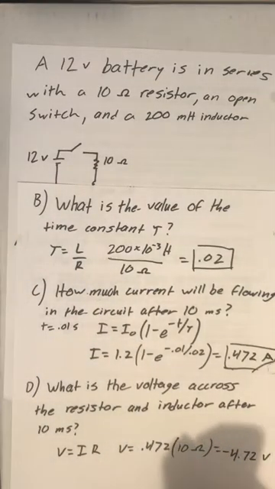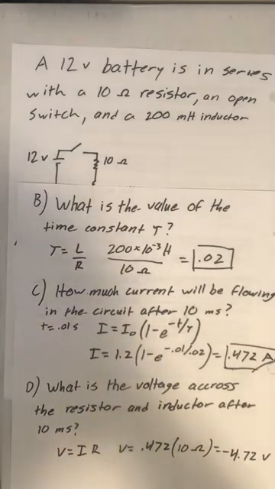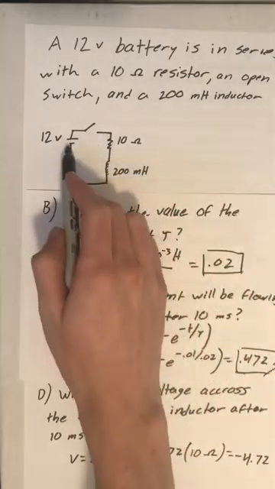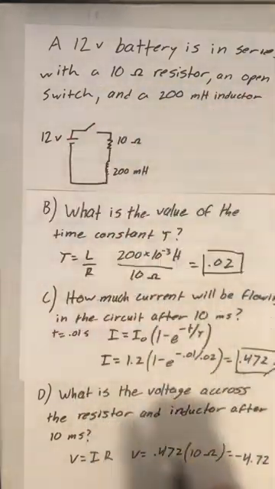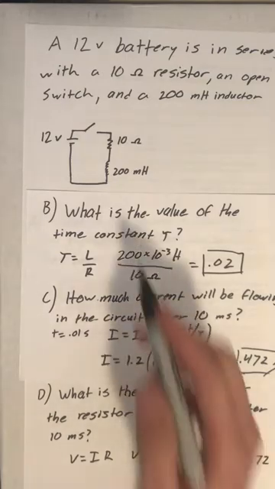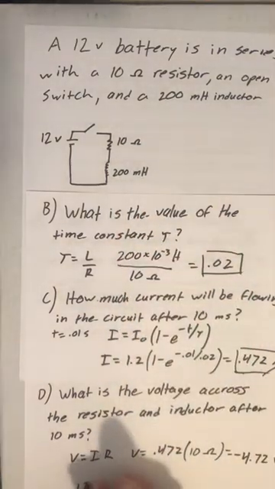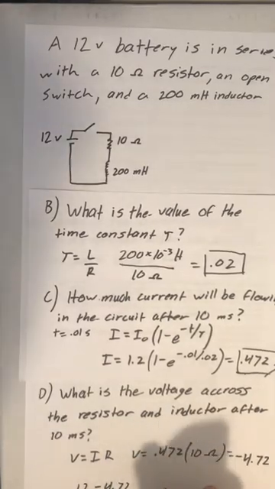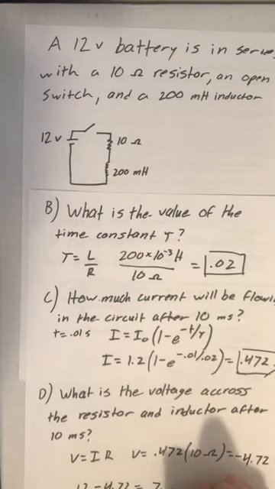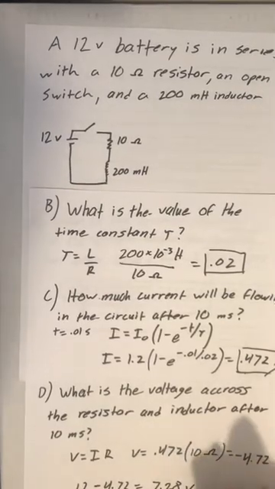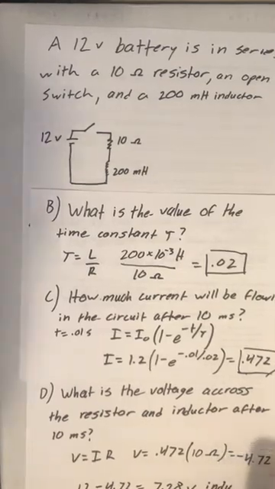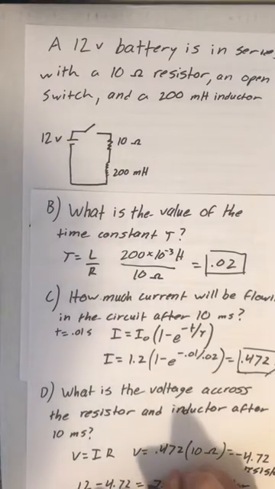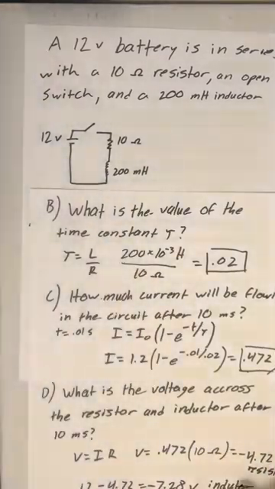And then we know from our rules that the voltage has to be down to 0 by the time it gets back to that battery. So if we lose 4.72 volts over the resistor, that means the rest has to be lost over the inductor. So if we do 12 minus 4.72, we're going to get 7.28 volts dropped over the inductor. I'll again make this negative because it's a voltage drop.